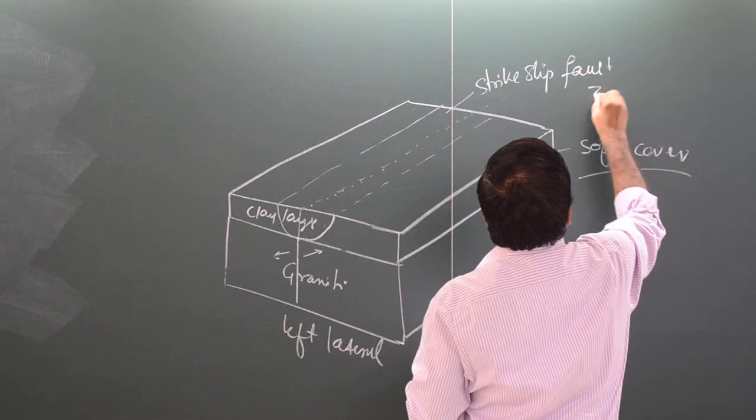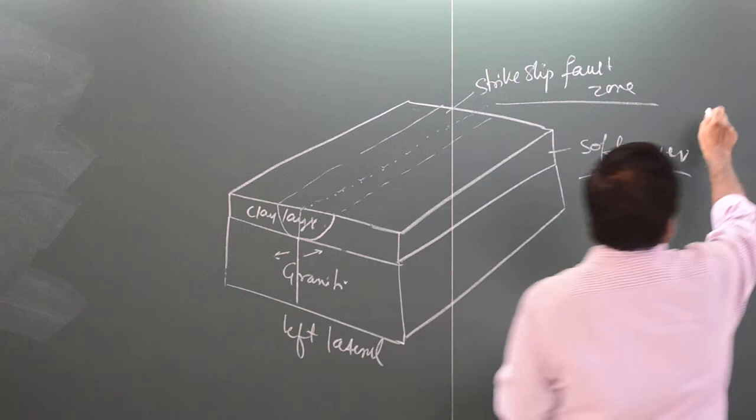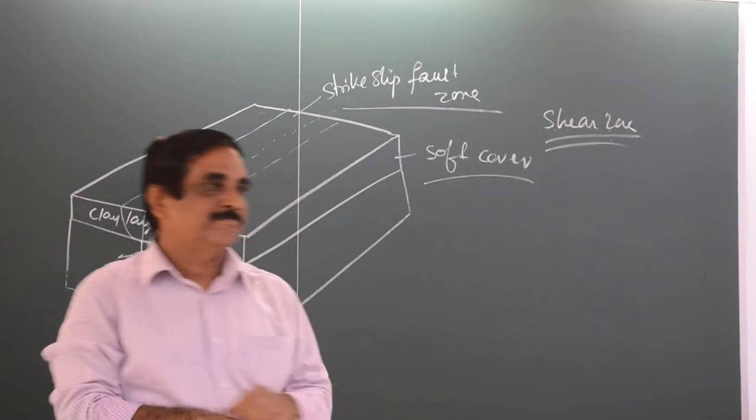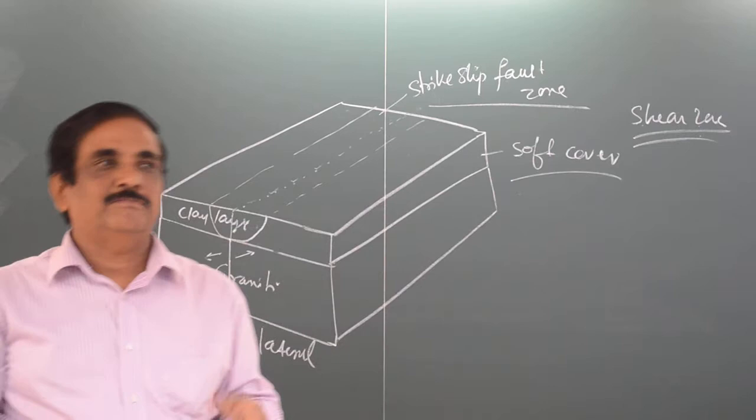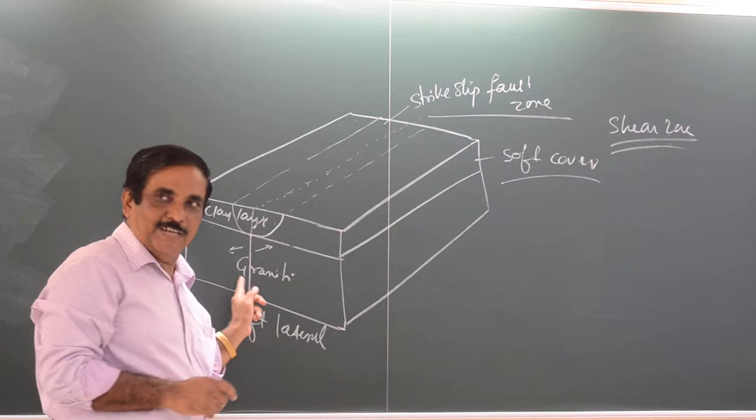Strike slip fault zone or strike slip shear zone, you can write. You can understand. So if it is a very hard rock, you may find a single crack or fracture. But when you go into a softer layer or softer rock, this is spread over a linear zone, you see. Maybe the central part is this place. Central part is this.